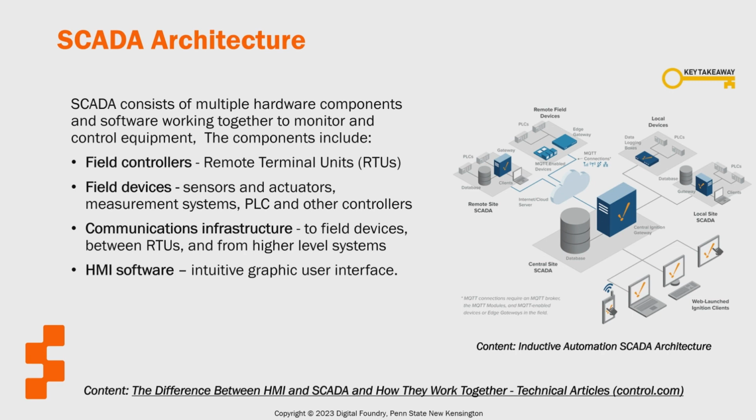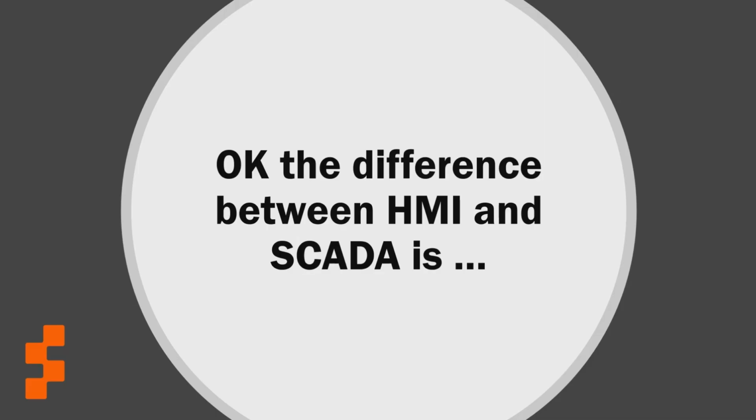Finally, HMI software. The HMI interface software provides an intuitive graphic user interface and input-output controls to help monitor and operate sophisticated industrial equipment. HMI software can be installed on HMI hardware or regular PCs, mobile devices, and wearables.